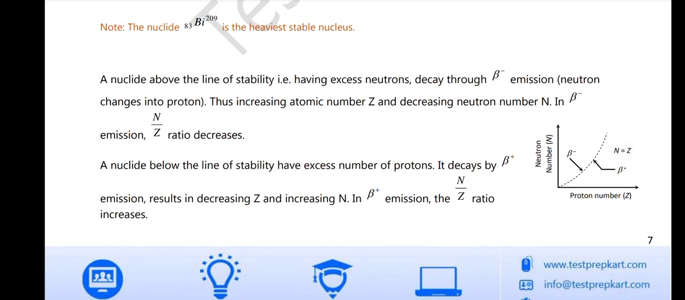A nucleus above the line of stability, having excess neutrons, decays through beta emission, in which a neutron changes into a proton, thus increasing the atomic number Z and decreasing the neutron number N. In beta emission, the N by Z ratio, the neutron to proton ratio, decreases.